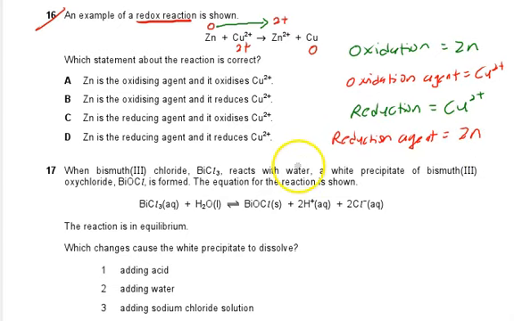Okay, now we go through one by one. Zinc is an oxidizing agent, so it's wrong because it itself is oxidized. And this is right. And it reduces. Okay, it reduces copper 2 plus. So your answer here will be D.